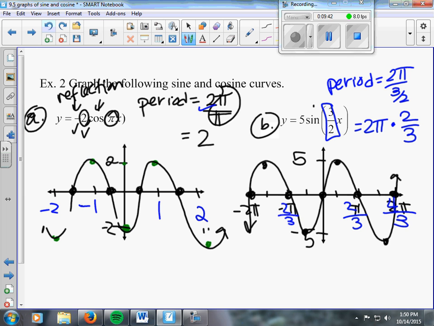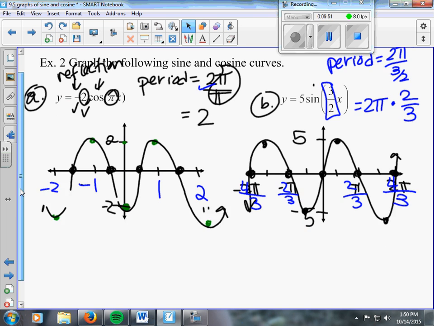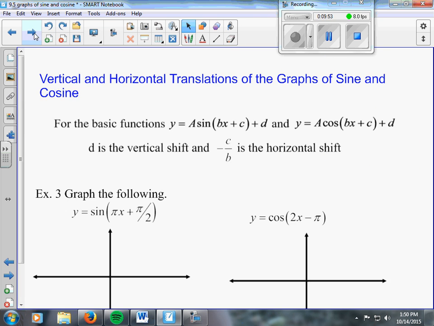And then I have negative 2 pi thirds and negative 4 pi thirds. And now I've adjusted for the period as well. And it's as simple as that. Okay. Now what's actually harder is doing the vertical and the horizontal translations.